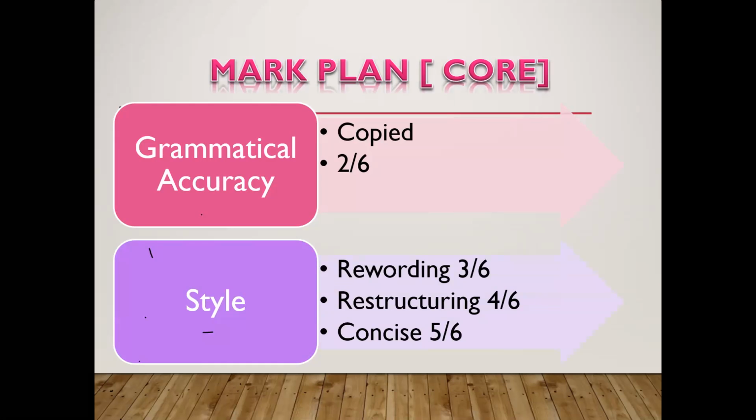How can I get 3 out of 6? How can I enhance my mark? I have to do rewording. Rewording is paraphrasing the sentence. And then restructuring, which means you have to change the structure of the sentence. Finally, you have to be concise. In order to receive 5 to 6, you have to be concise. What do I mean by concise? To join ideas and group ideas together. Okay.